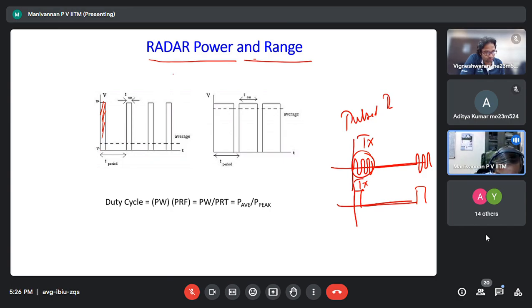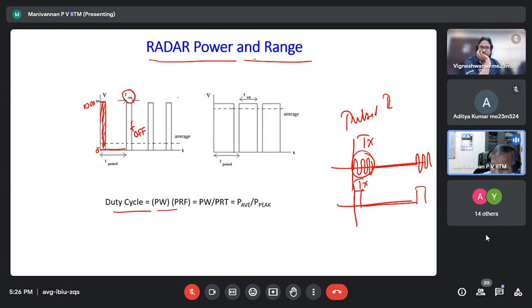If this is 0 volts, then this is plus 100 volts, for example. For this much duration, the transmitter is sending a pulse. Then there's no pulse. Again, there's a pulse. This is called on time, during which I'm talking about the pulse radar. This is called off time. On time, T off. So the duty cycle.